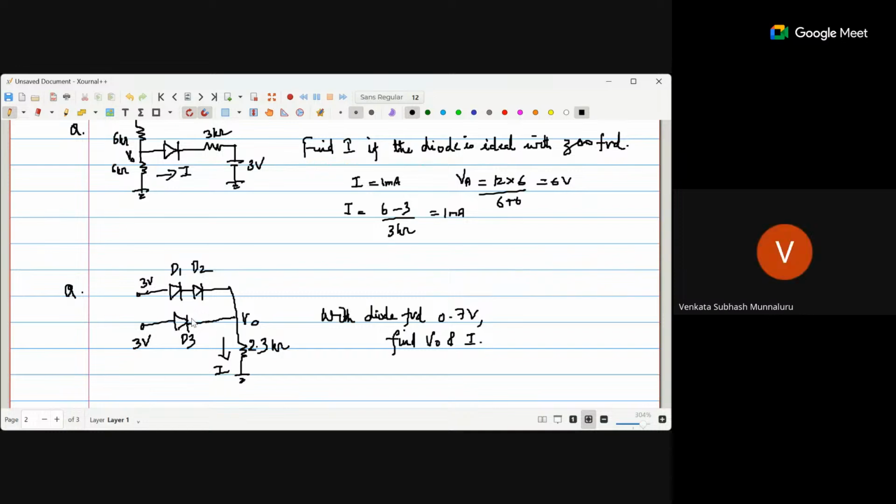Why? Because the forward voltage drop is very less when compared to D1 and D2 together. So here D1 and D2 are reverse biased, and with D3 forward bias, this V0 will be 2.3 volts, which will give you I as 1 milliamps.